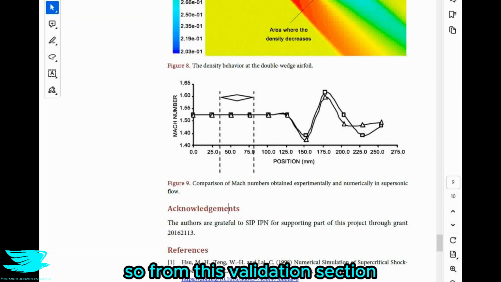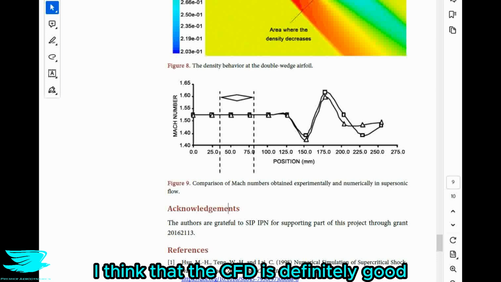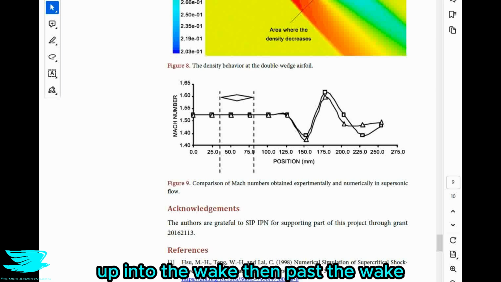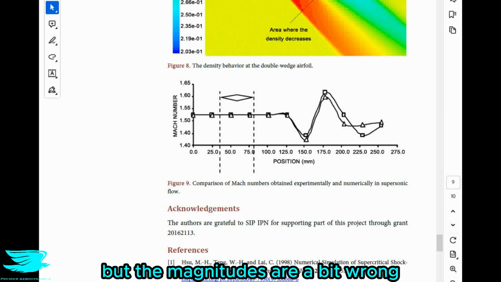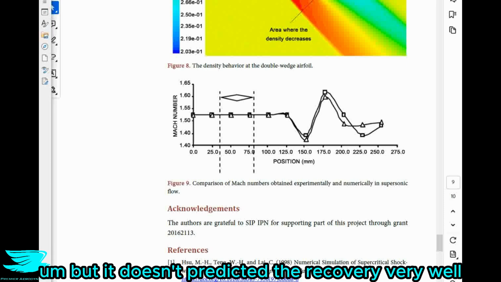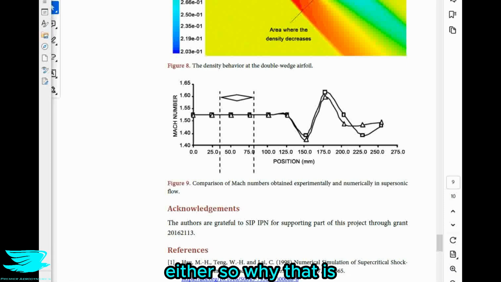So from this validation section, I think that the CFD is definitely good up until the wake. Then past the wake, it gets the general idea right, sorry, but the magnitudes are a bit wrong. And it doesn't predict the recovery very well either. So why that is, I'm not sure.